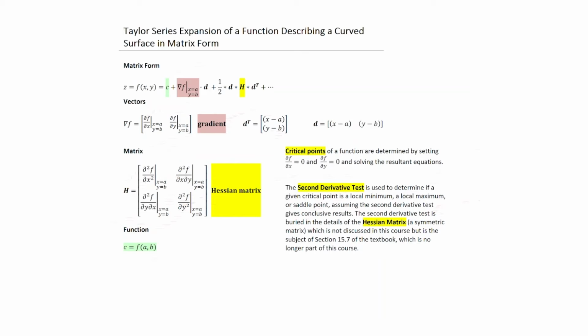The second derivative test is buried in the details of the Hessian matrix. It is a symmetric matrix, right? Symmetric meaning that this side and this side are equivalent to each other. So this is a symmetric matrix.